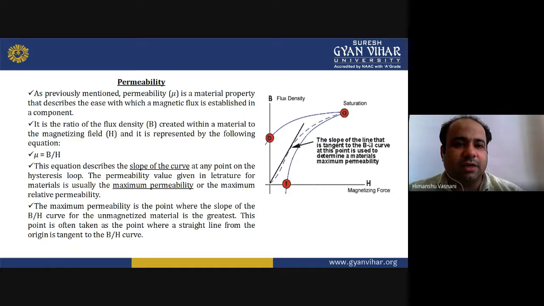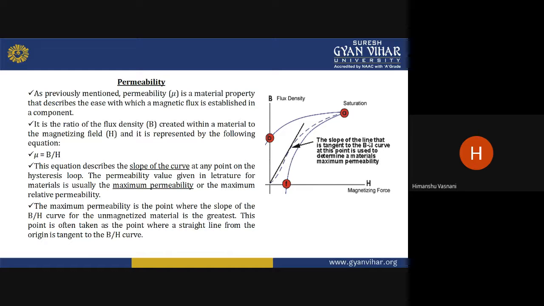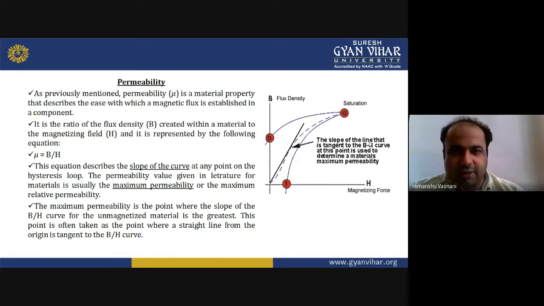It is the ratio of the flux density, that is capital B, created within a material to the magnetizing field, that is capital H, and is represented by mu equals capital B upon capital H. Now you can see in the diagram on the right hand side, they are showing only the one-fourth part of the loop. That is the saturation point that you are seeing.